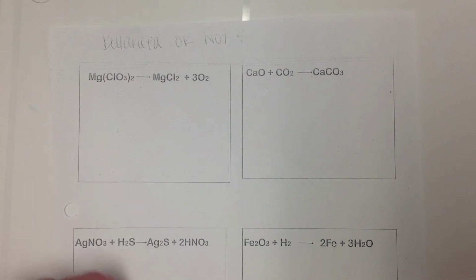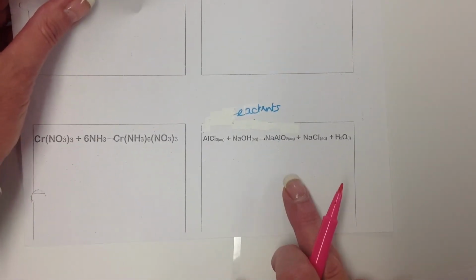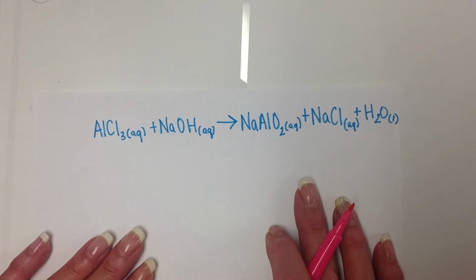Alright, so in this video we're going to review how to check to see if an equation is balanced or not. What you should have watched prior to watching this is subscripts and coefficients. You should have this page. I'm going to review the very last problem with you, this one, and I've written it out on a separate sheet so we can really look at it.